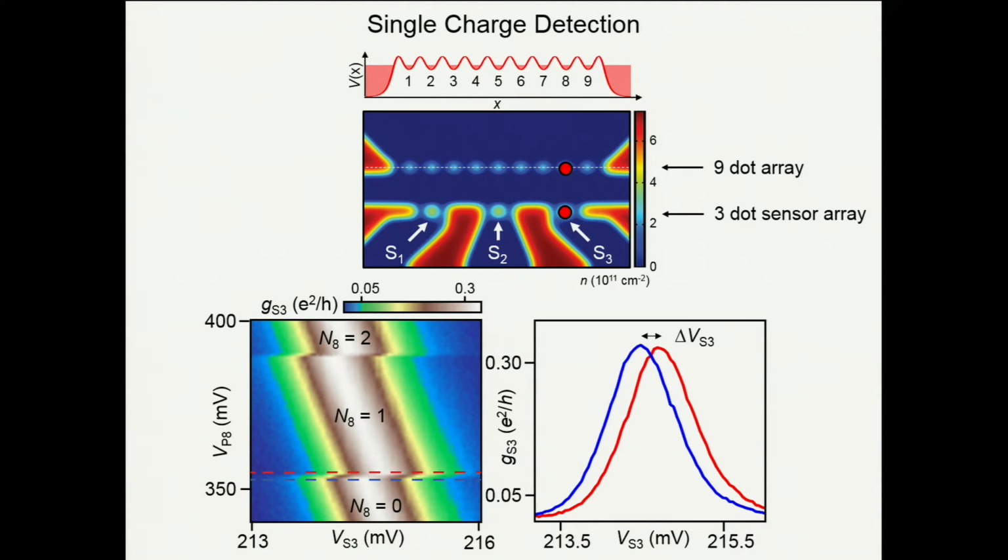Another way to look at it is you'll see the shell filling. So you start from where you think you have 0, you have the first, second, third, and so on and so forth, and you measure those addition energies, and that's further evidence, right, that you're really at n equals 0. So it's a combination of, I'd say, transport, shell filling, and charge sensing.